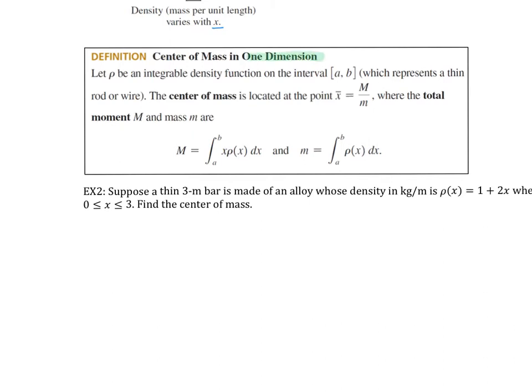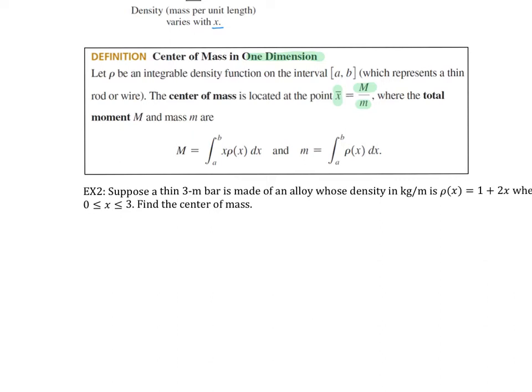Okay? So again, we're just going to have one integral. So to find that center of mass, which is this x bar, it's going to be the total moments over the total mass. So we're going to use capital M to stand for the total moments, and we're going to use the lowercase m to stand for mass, total mass.